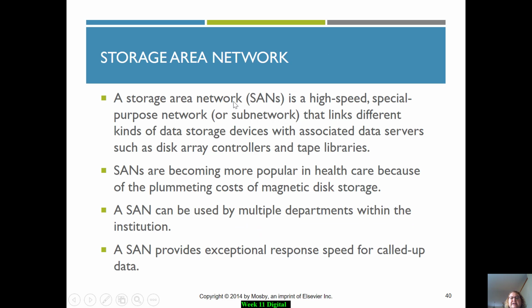Those storage area networks are called SANs, and they're a high-speed special network or subnetwork that's going to link that data into those associated data servers, and then they will pull the data from there from PACS.